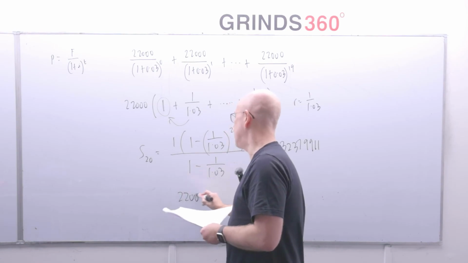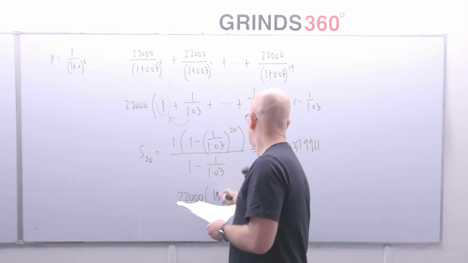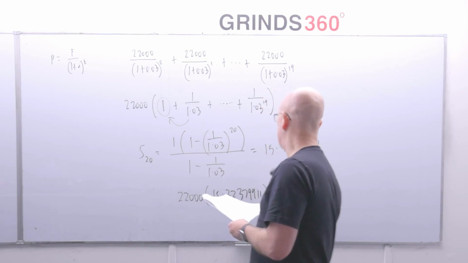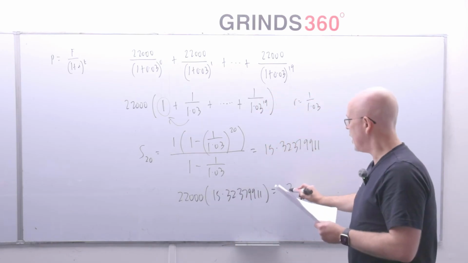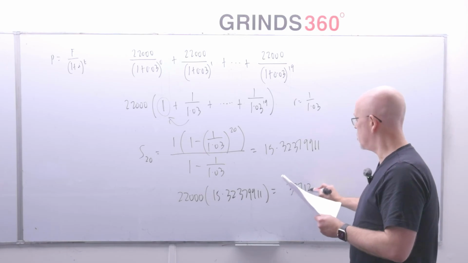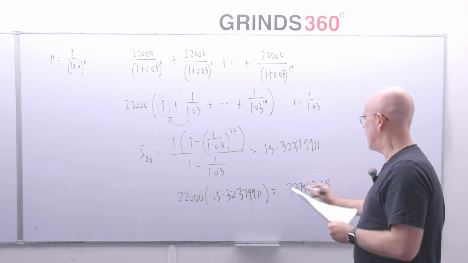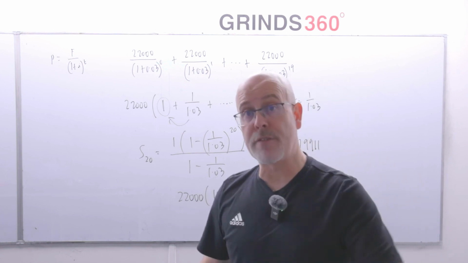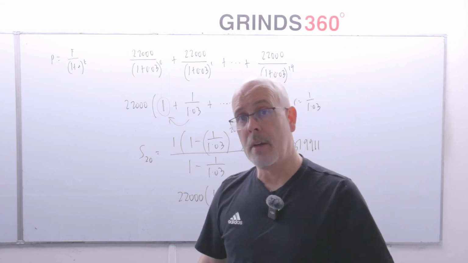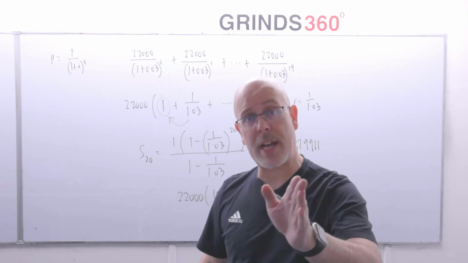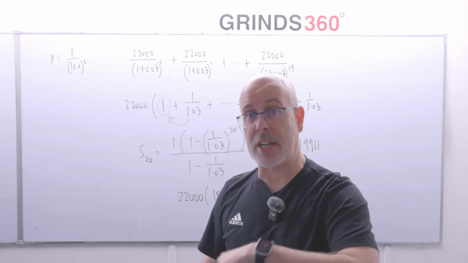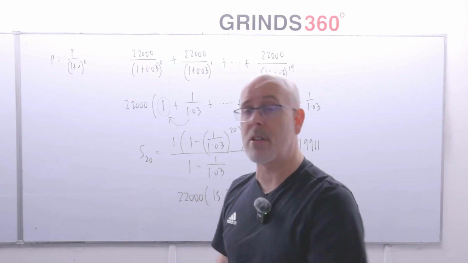I'll find the value of the pension fund he needs. 15.32379911 times 22,000 comes out at 337,123.58, right? So remember, he's actually going to end up drawing down 440,000 altogether. Multiply 22,000 by 20, so 22,000 a year, every year for 20 years, is 440,000 euro he's going to actually take out of his pension fund over the course of his retirement.